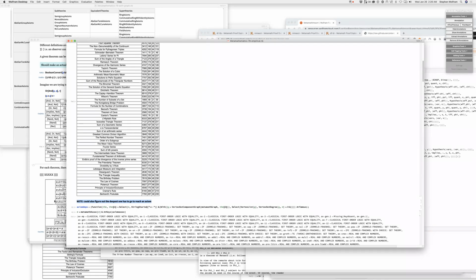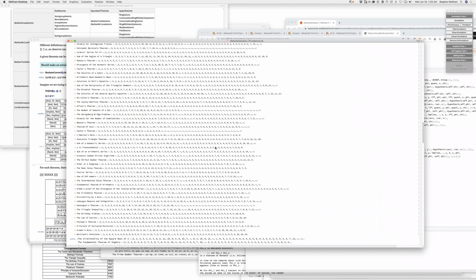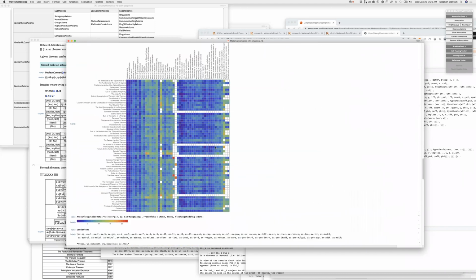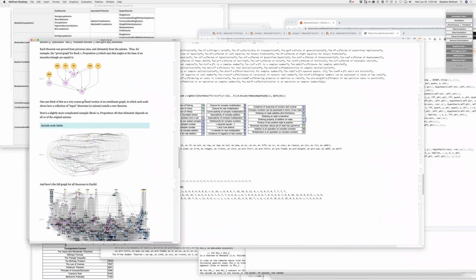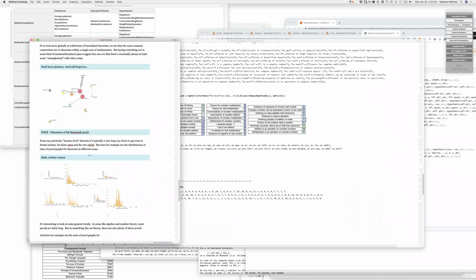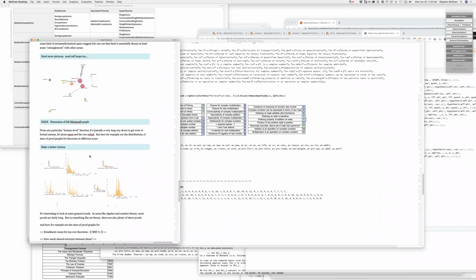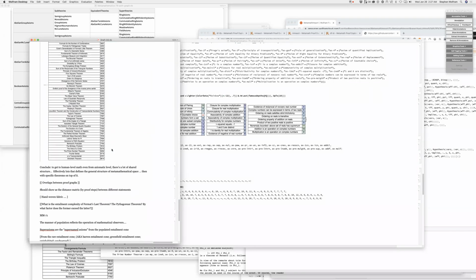A lot of loose ends for this section still. I think it'll get less loose when we actually start writing. I just have to remember what these subsequent sections actually say. Okay, we've also got these things here, which are distribution of sizes of proof graphs for theorems in different areas. Not sure how relevant that is.